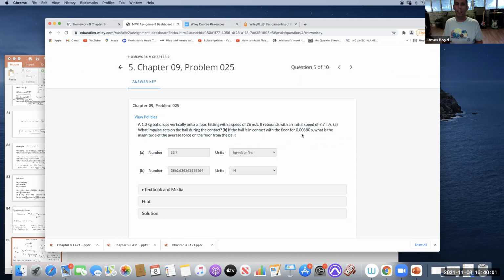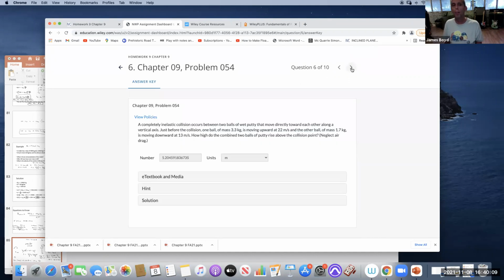If the ball is in contact for 0.0088 seconds, what is the magnitude of the average force? Again, divide that by the time. They're pretty simple. You should be able to knock this out pretty fast.